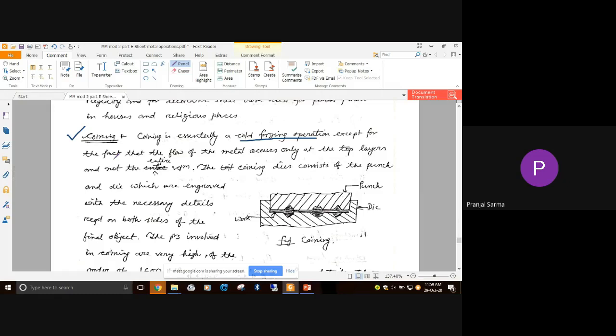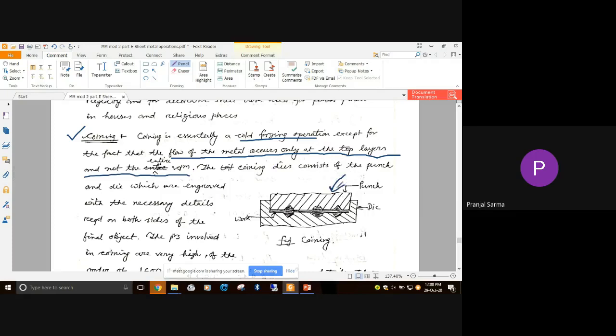The material gets some shapes on it. Maybe you have seen it on medals also. Sometimes a logo etc. is given. Those things are done with the help of the coining process. But the thing that you must know is that in the coining process, the flow of the metal occurs only at the top layers and not in the entire volume, with this particular die and punch arrangement.